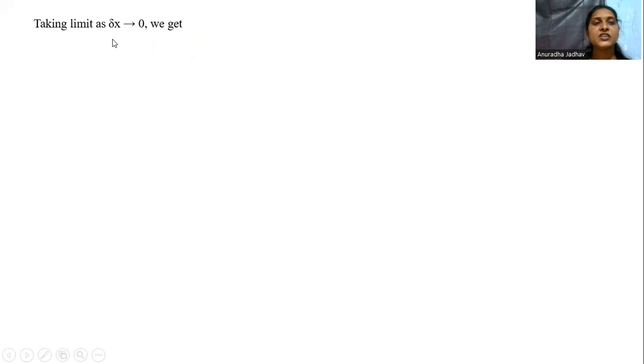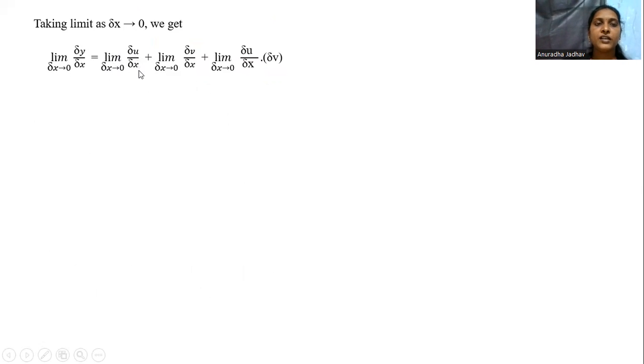Taking limit as delta x tends to 0 on both sides, we get limit as delta x tends to 0, delta y upon delta x is equal to limit as delta x tends to 0, delta u upon delta x, the v function remains. Limit as delta x tends to 0, delta v upon delta x plus limit as delta x tends to 0, delta u upon delta x, and taking delta x tends to 0, then delta v is also tends to 0.